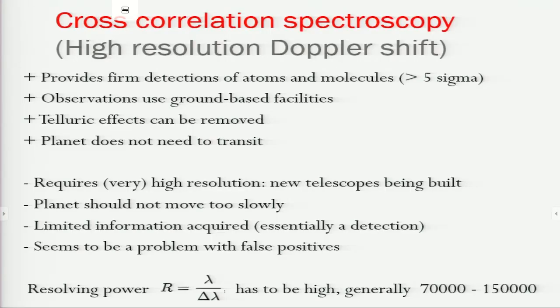And there does seem to be a problem with false positives. So there's a slight issue that actually people are saying, oh, I've got a definite detection at 4.5 sigma. And you try another observation, another set of data, and there's nothing there. So that's a technical issue people don't seem to have sorted out. It's like the transit spectroscopy, model dependent.